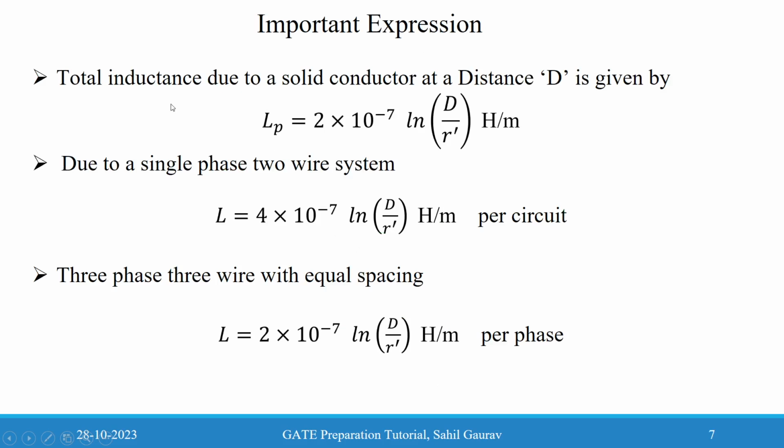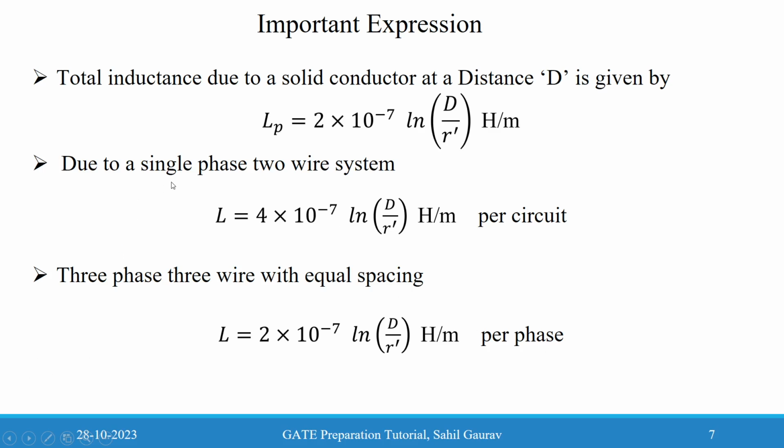The important expression, the total inductance due to a solid conductor at distance d, will be 2 into 10 to the power minus 7 ln d divided by r dash Henry per meter. And similarly, for a single phase two-wire system, in one wire the current is going and through the neutral wire the current is coming out. For this we can just sum up the inductance of both the wires. You will get the first expression multiplied by 2, that is 4 into 10 to the power minus 7 ln d divided by r dash Henry per meter per circuit.